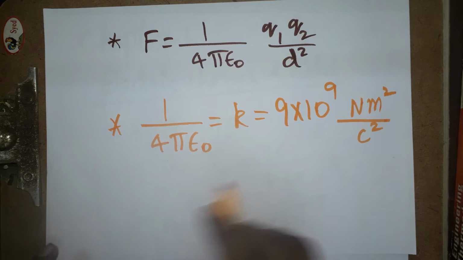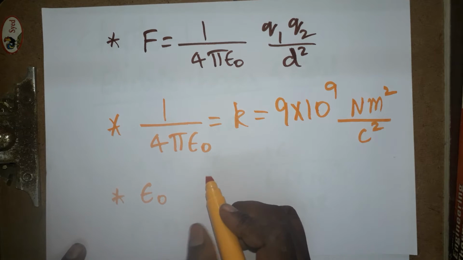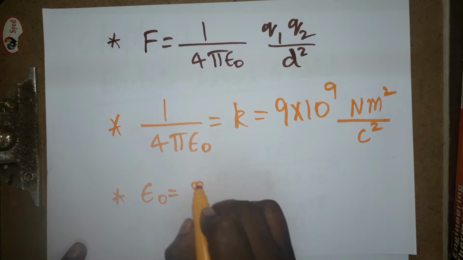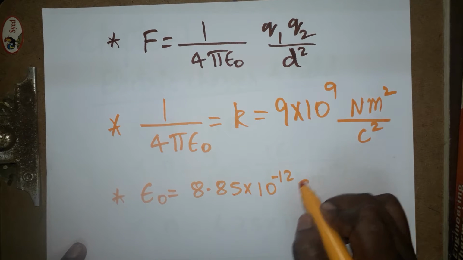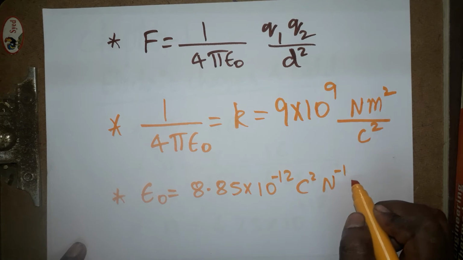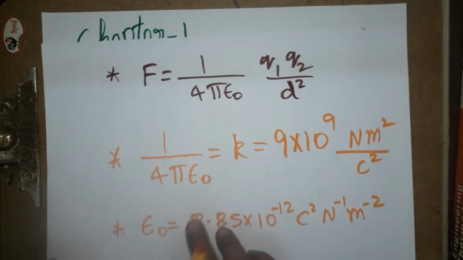Now what is epsilon naught? Epsilon naught is called permittivity, and mu naught is permeability. It is called the electric field constant, 8.85 into 10 power minus 12. This value will be given in the question paper. The unit is Newton inverse meter minus 2, and that is the epsilon naught value. Next we are going to see the vector form of Coulomb's law.